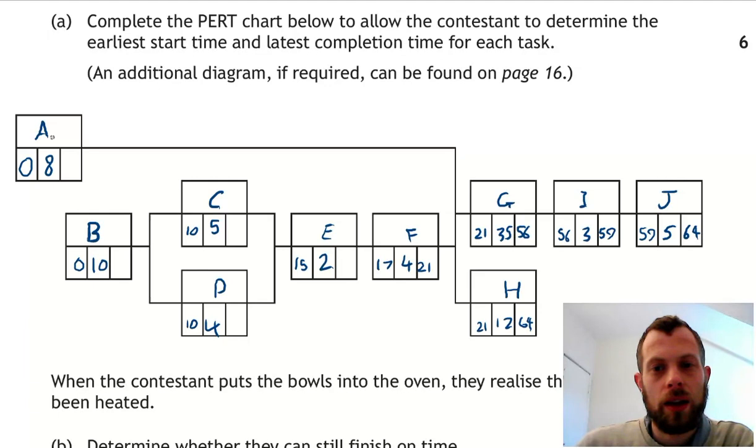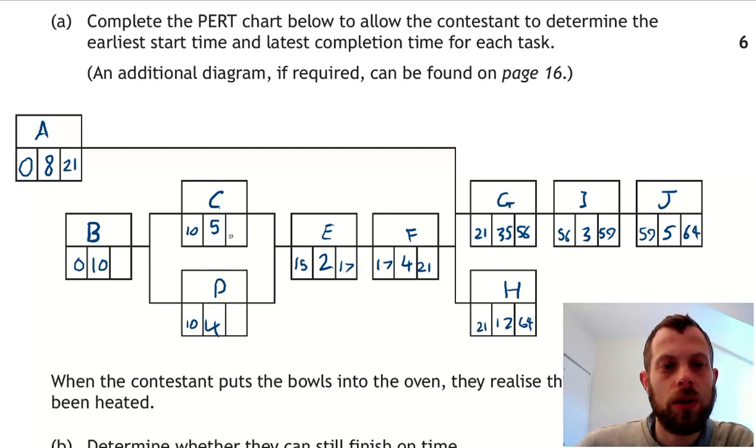Task A has, depending upon it, task G only. So this would have to be also 21. 21 minus 4 is 17. 17 minus 2 is 15. 15 minus 5 is 10. 15 minus 4 is 11. You take the smaller of the two numbers, and that's 10.